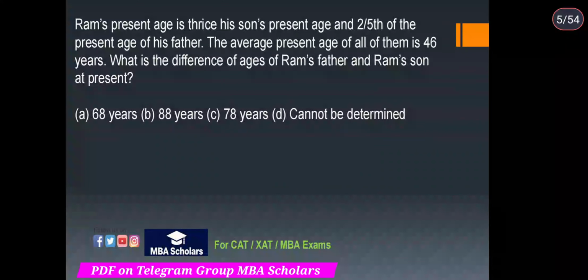So moving ahead, we have another question from ratio and proportion. Ram's present age is thrice his son's present age.